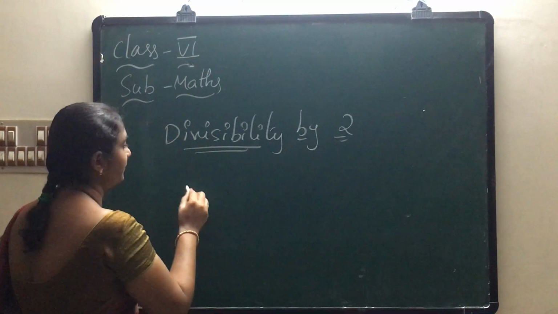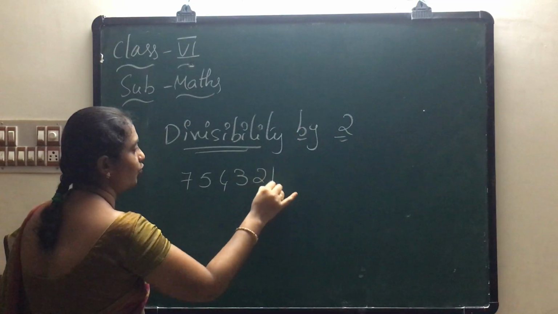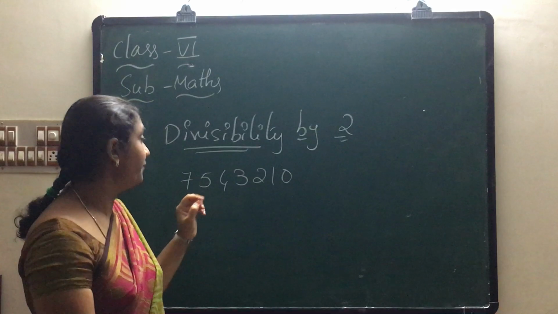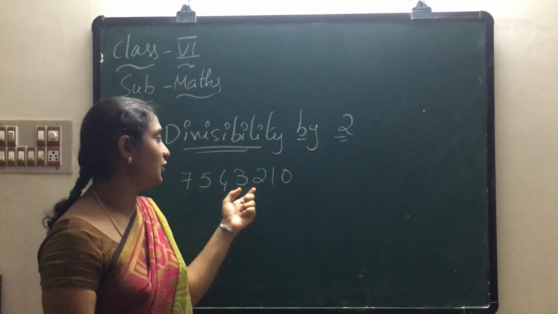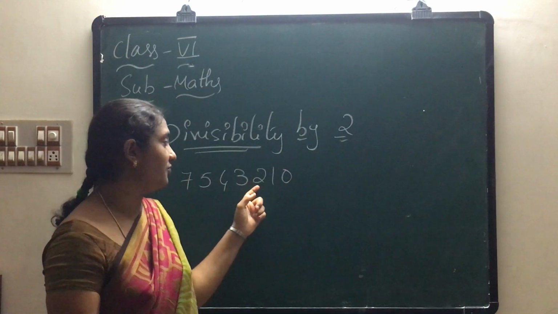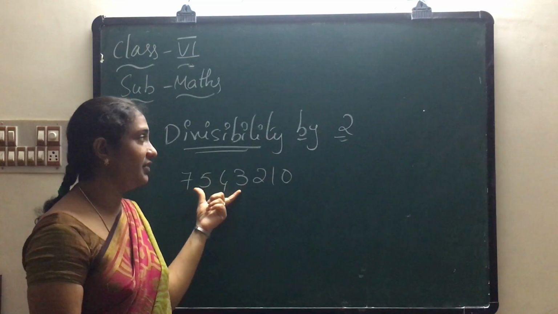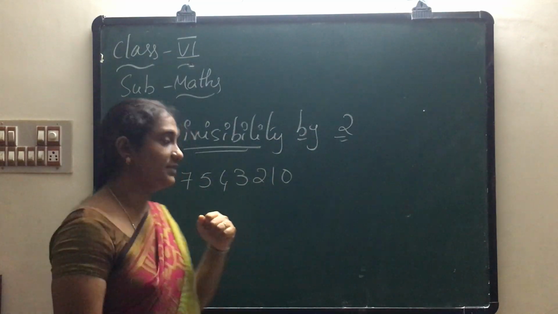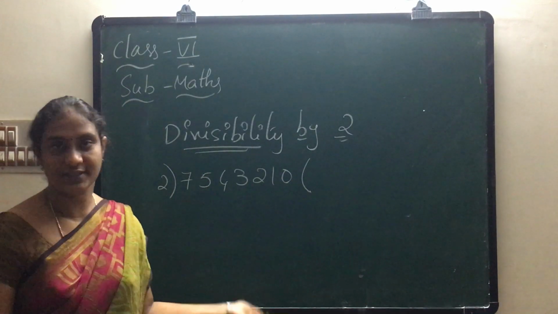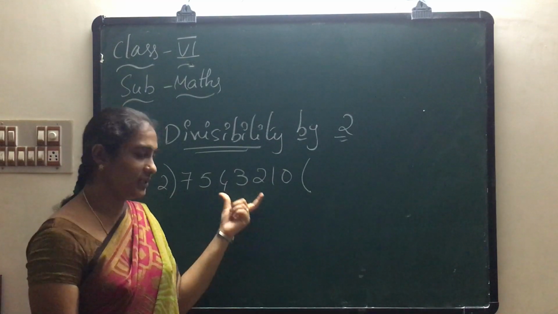For example, 7, 5, 4, 3, 2, 1, 0. What is the number I have given? 7, 5, 4, 3, 2, 1, 0. How many digits is it? 1, 2, 3, 4, 5, 6, 7. It is a 7-digit number. Now we have to divide this 7-digit number by 2. Means what you are doing? You are doing the process like this, and you are getting so much of process.